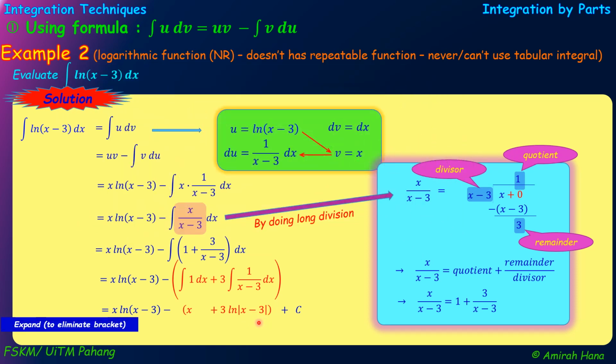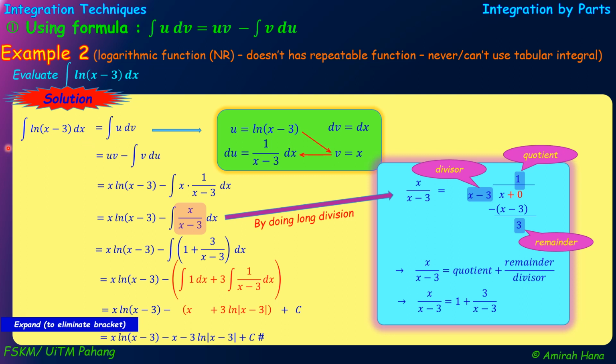And after that, we need to expand to eliminate the bracket symbol. So we have x ln x minus 3 and then minus and positive here. So we have minus x, minus and positive, we have minus 3 ln modulus of x minus 3 plus c. This is the final answer when we integrate this function.